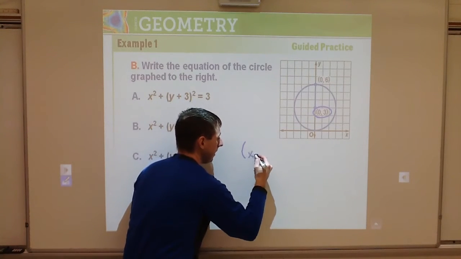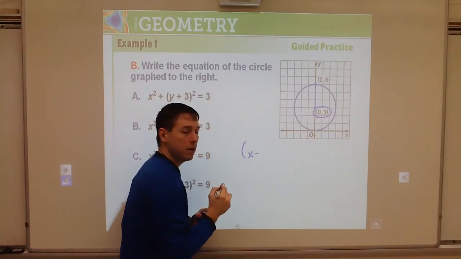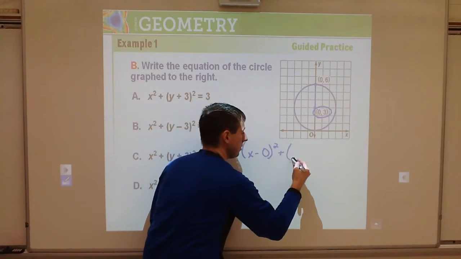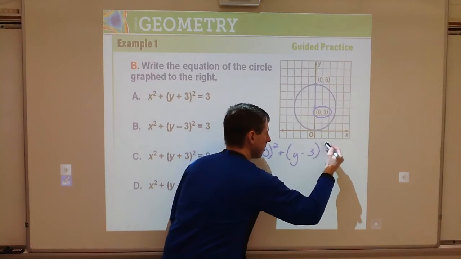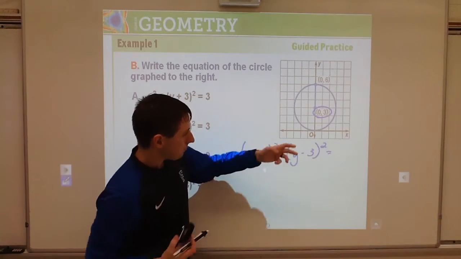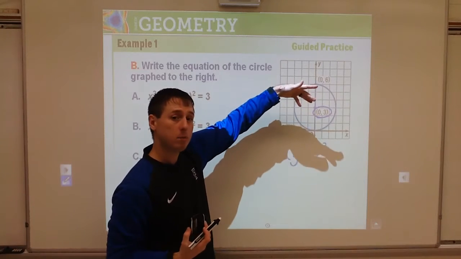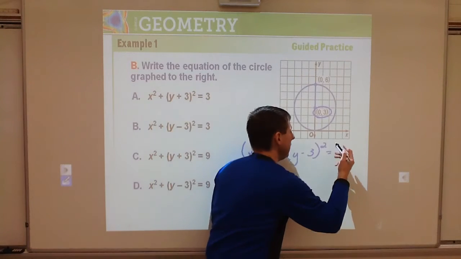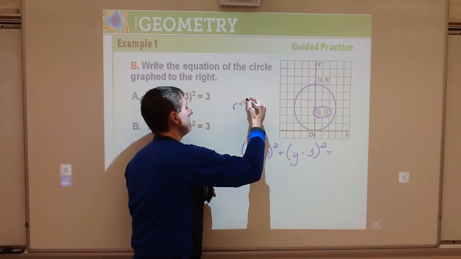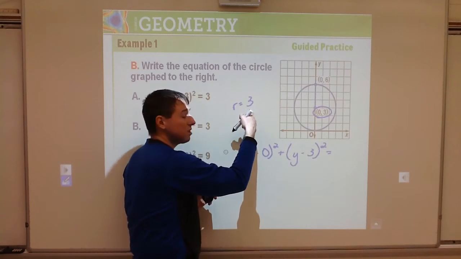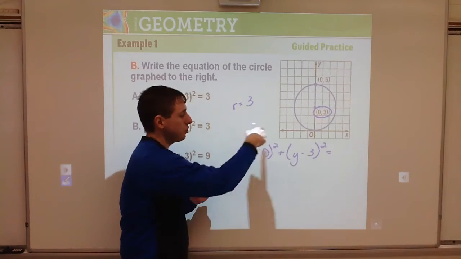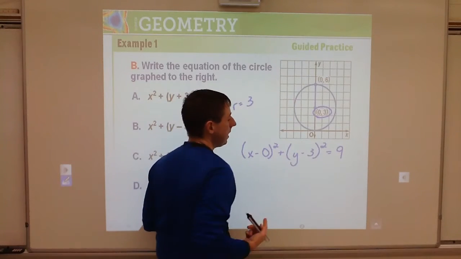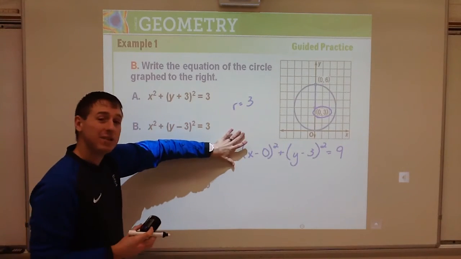So if I go to my formula, it's x minus my h would be the 0. So x minus 0 squared. This is always a plus in the middle. Y minus 3 squared. And then equals the radius. They didn't actually write it for me, but you just count the boxes here. So I'm starting here at the center. 1, 2, 3. If the radius is 3, write that over here. Radius is 3, I always put the radius squared in the formula. So don't just put 3 in there. 3 squared. Remember 3 squared is 3 times 3? It's like 9.